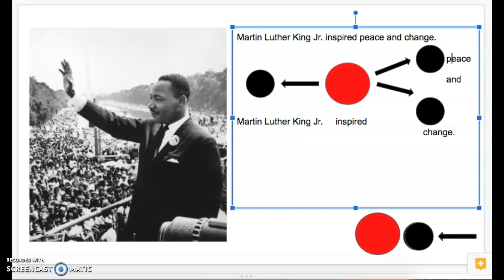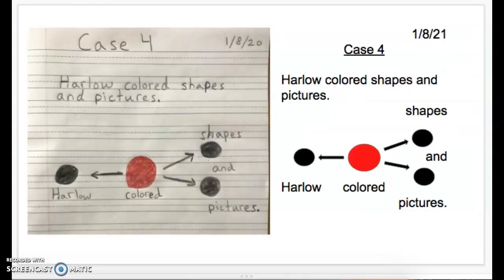So for sentence analysis, case 4, you can go ahead and create your own sentence. Again, it does not need to be a very advanced sentence with a lot of parts. You can keep it as simple as just one person or one thing performing an action and then two things receiving that action. Here's my example of Harlow colored shapes and pictures. So I've analyzed my sentence and have drawn our red circle for my action, colored. Who is it that colored? That arrow pointing to a black circle for Harlow. And then Harlow colored what? Shapes and pictures, including capitals and periods.